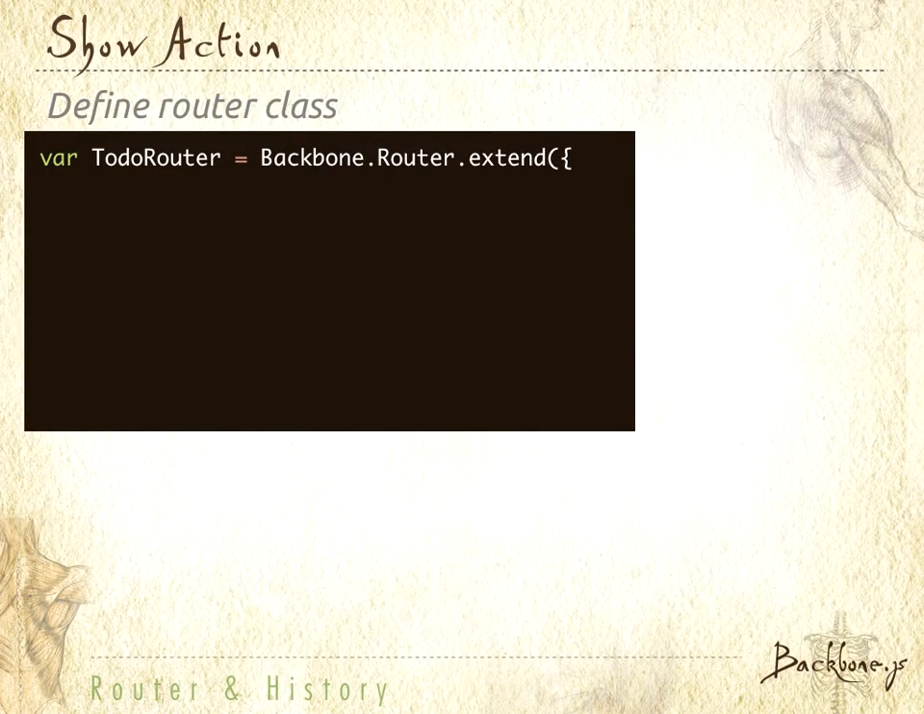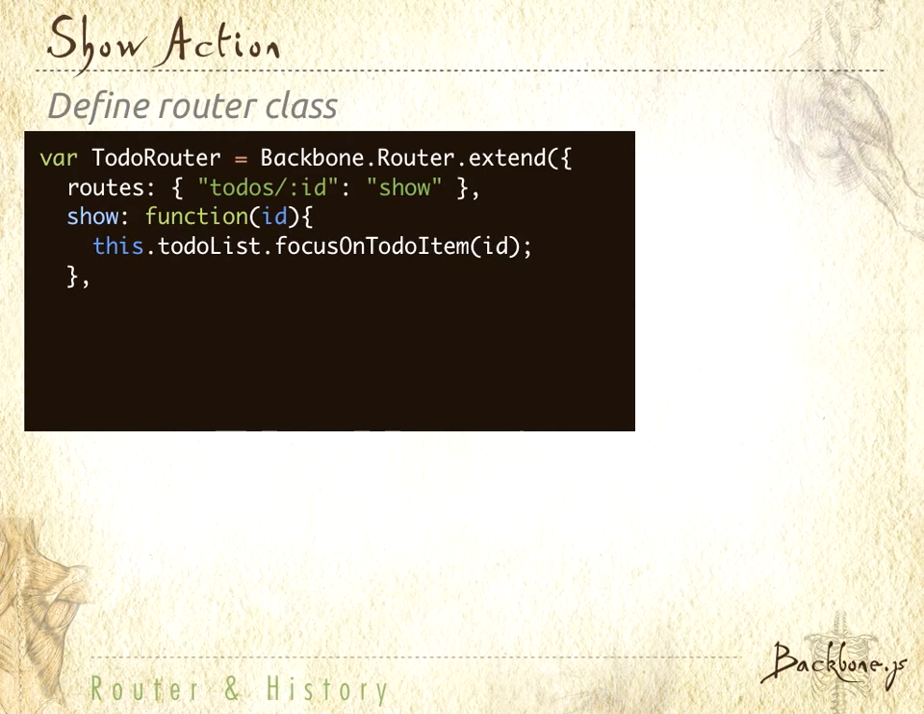Here we're creating a router class, much like we did with models and collections and views. When we create that class, we pass in a routes object, and we're going to start out by defining the show action, which will match on to-do/the ID of the to-do. Now let's define that show action, accepting the ID as a parameter, and we're going to call this focusOnTodoItem function on a to-do list collection. This focusOnTodoItem function has already been defined, and all it will do is reset the collection to show only the to-do item that matches the ID that is passed in.